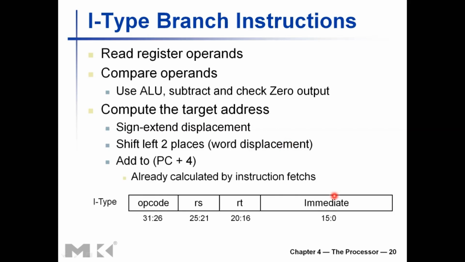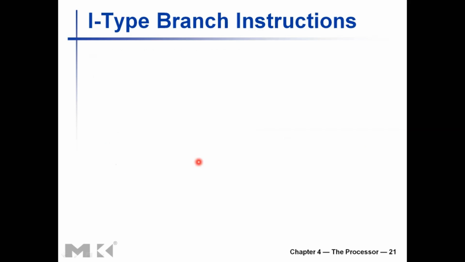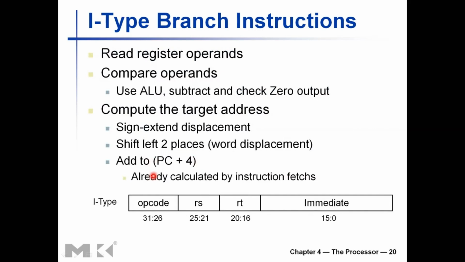Then add that offset value, address offset, into the existing PC+4, the next instruction to be executed. That was already calculated by the instruction fetch mechanism. It's automatically calculating the PC+4 value as we saw earlier, right? So in branch type instructions, this is what we need to do.